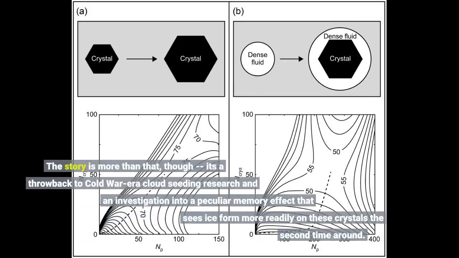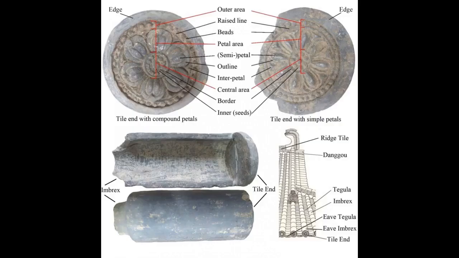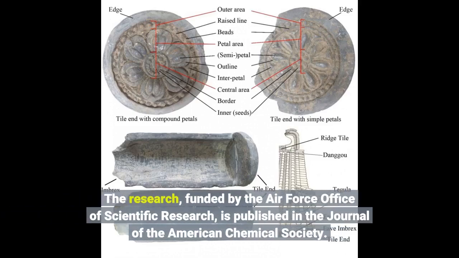The story is more than that, though. It's a throwback to Cold War-era cloud seeding research and an investigation into a peculiar memory effect that sees ice form more readily on these crystals the second time around. The research, funded by the Air Force Office of Scientific Research, is published in the Journal of the American Chemical Society.